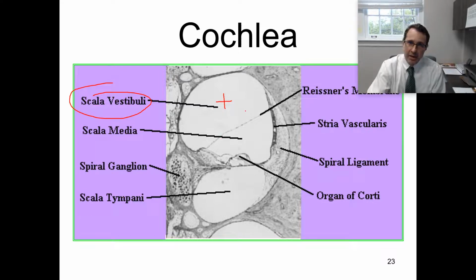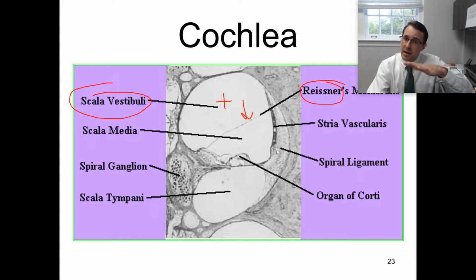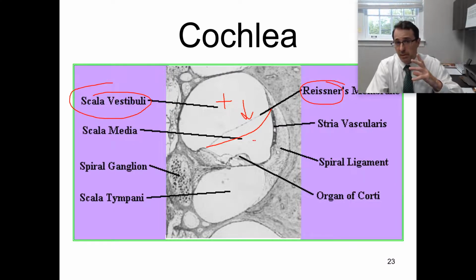And that pushes down on this membrane that is between the scala vestibuli and the scala media, and that is called Reisner's membrane. So the positive pressure of the stapes pushing in on the scala vestibuli pushes down on Reisner's membrane. So we're going to move Reisner's membrane down like this, and that's going to displace the fluid within the scala media, creating a wave of positive pressure within the scala media.